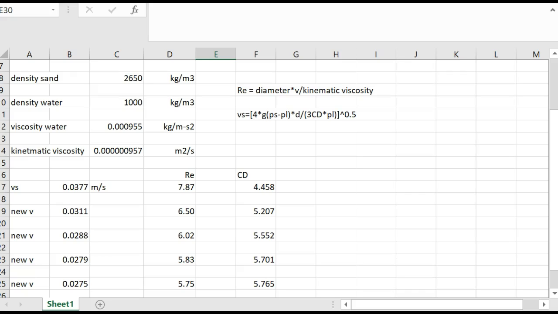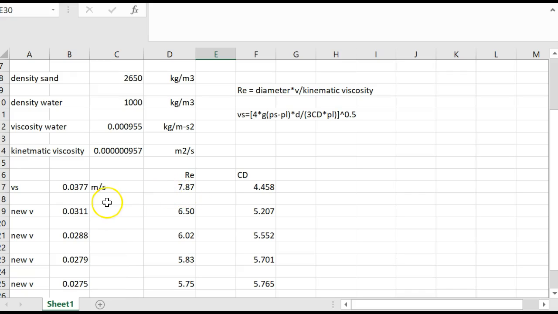So getting the densities in, we make the initial settling velocity estimate of 0.037 meters per second, ending up with a Reynolds number of 7.9 and a drag coefficient of about 4.5.